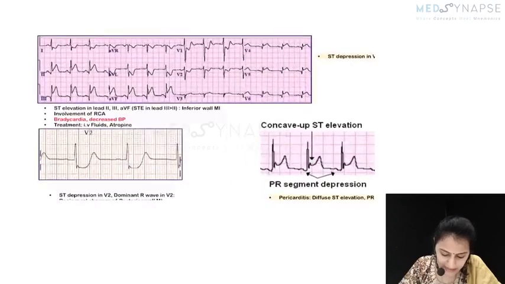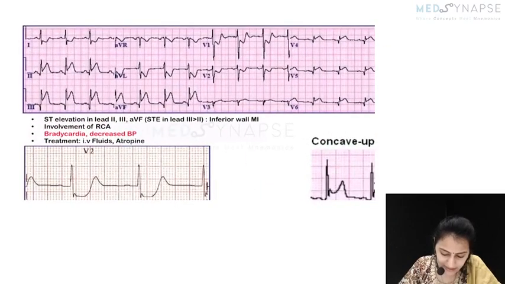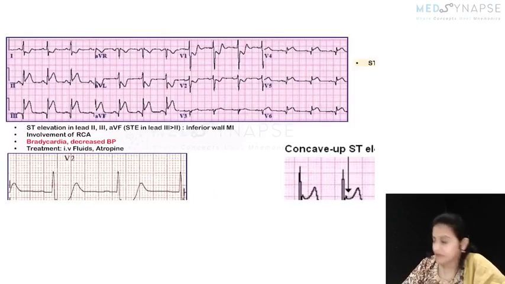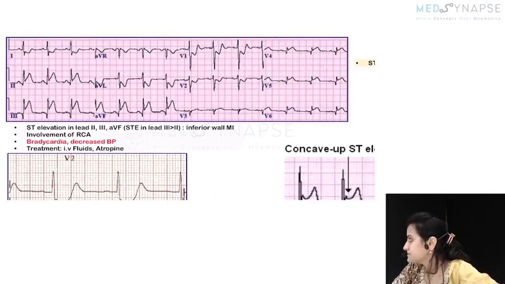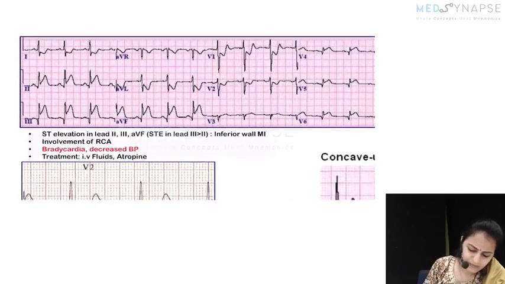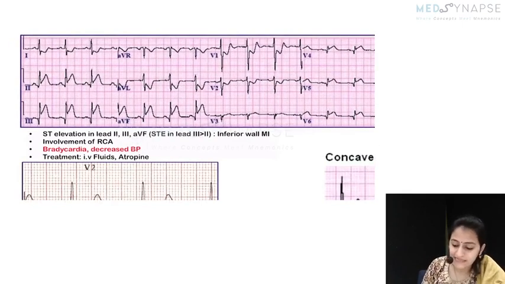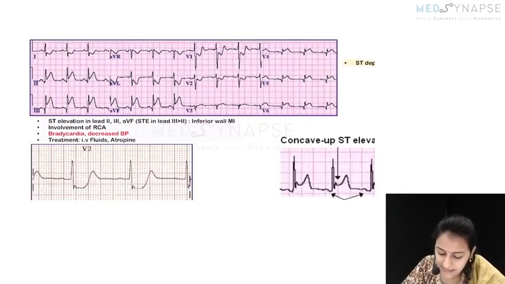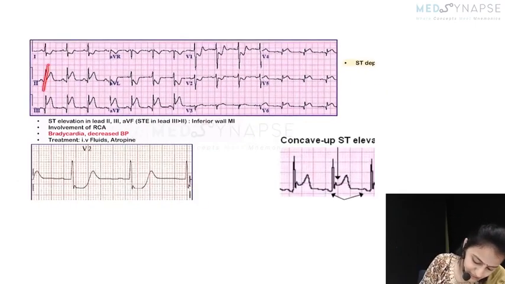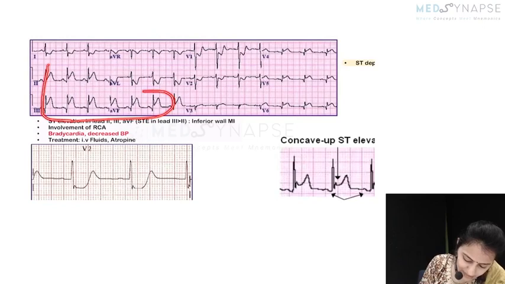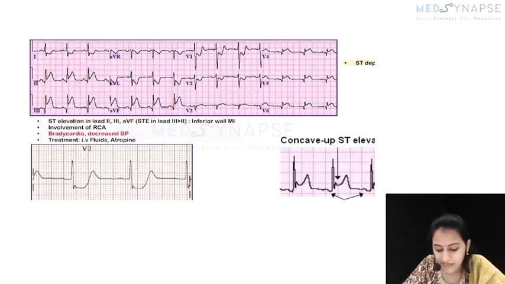So looking at this ECG, what are we seeing here? Where is the ST elevation? It seems to be an extensive MI. Are you seeing the ST elevation here in 2, 3, AVF? Is it visible here? Right? So it is an inferior wall MI.